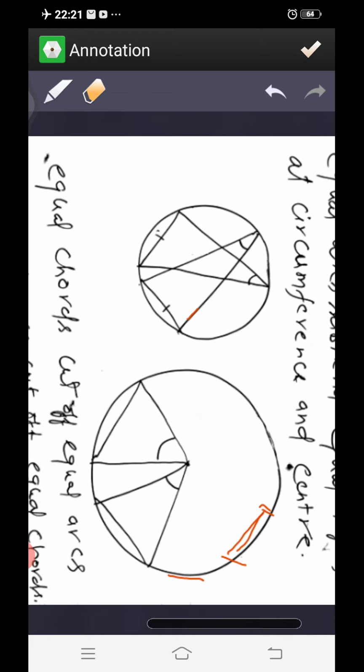Similarly, we can see here we have taken two equal arcs, this much arc and this. These two arcs are equal, so they will subtend equal angles at the center. This is our first property: equal arcs subtend equal angles at the center and circumference.